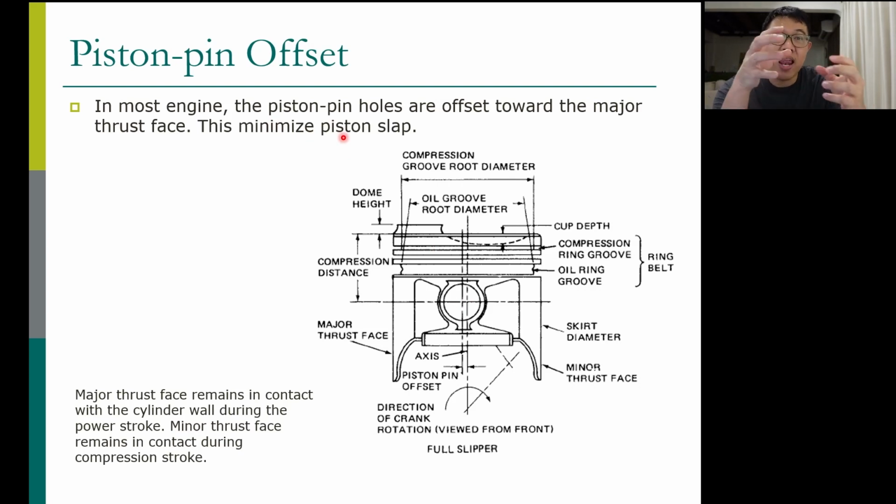Remember, piston slap is when the piston hits the cylinder wall, hitting this way and this way, because the connecting rod changes direction, right? Now, when you have this offset, instead of the piston touching this wall when it moves up, and then touching this wall when it moves down, right?